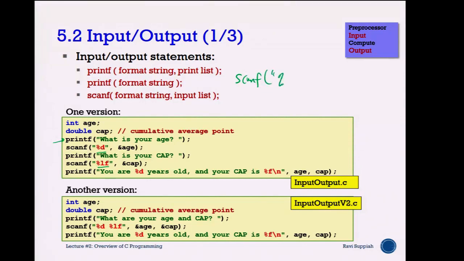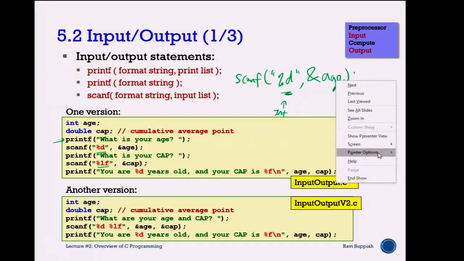For example here, %d. I use %d for the integer data type, %f for float, %lf for double, %c for character. And what do you notice here? I need to put an ampersand sign and the variable name here. Whenever I use scanf, I must put an ampersand sign before the variable name. This ampersand sign is very important. Again, a common mistake most students will make.